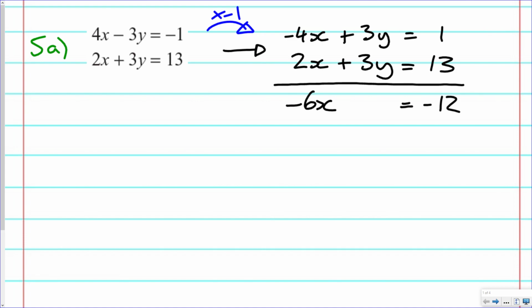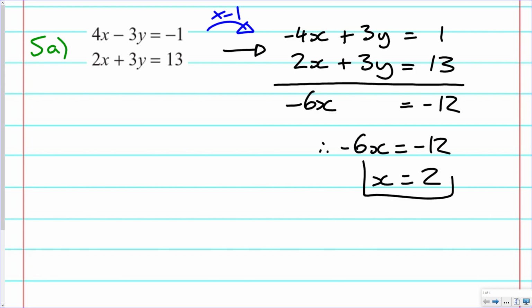So now I have the equation -6x equals -12. I might just write that again. We have -6x equals -12. And then to get rid of that -6, I'm going to divide by -6. So I get x equals +2. Remember, it's going to be positive because -12 divided by -6 is positive. When you divide a negative by a negative, you get a positive.